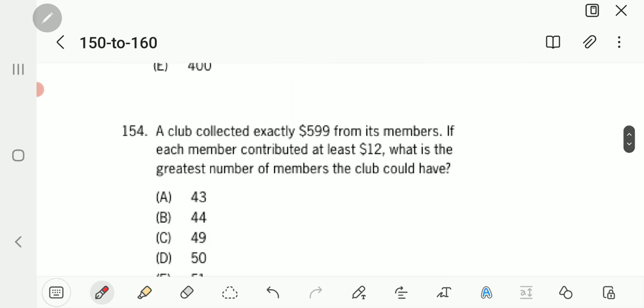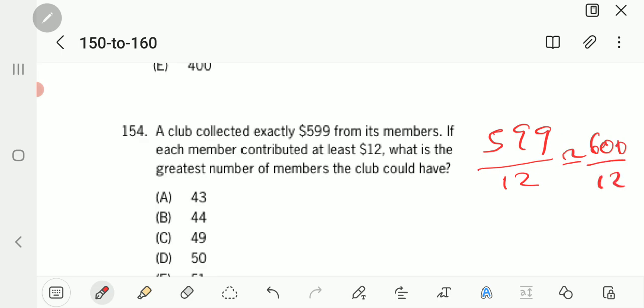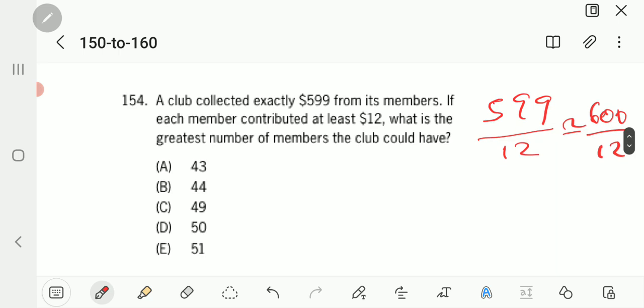A club collected exactly $599 from its members. If each member contributed at least $12, $599 and at least $12. So I said earlier, in an exam like this, we do a lot of approximations. 599 divided by 12, we can approximate this to 600, but we must know that what we are calculating is not up to 600. 600 divided by 12 is 50, but since we approximated from 599, it is not up to 50, but just very close to it. So this is correct. 49 is correct.